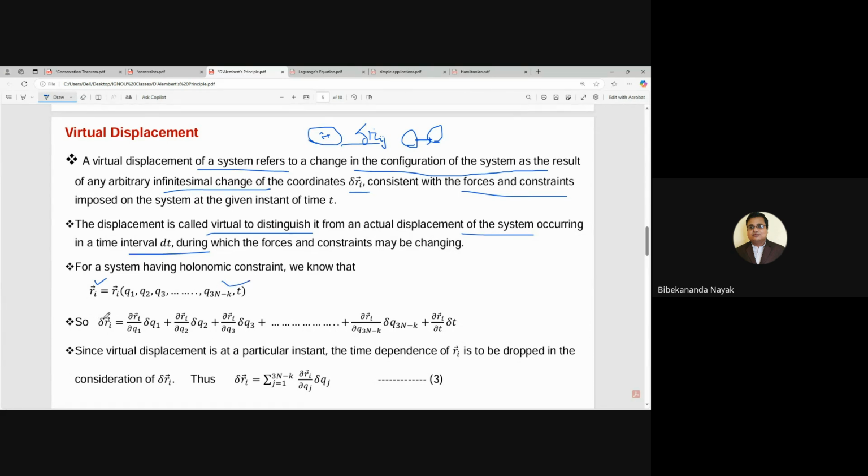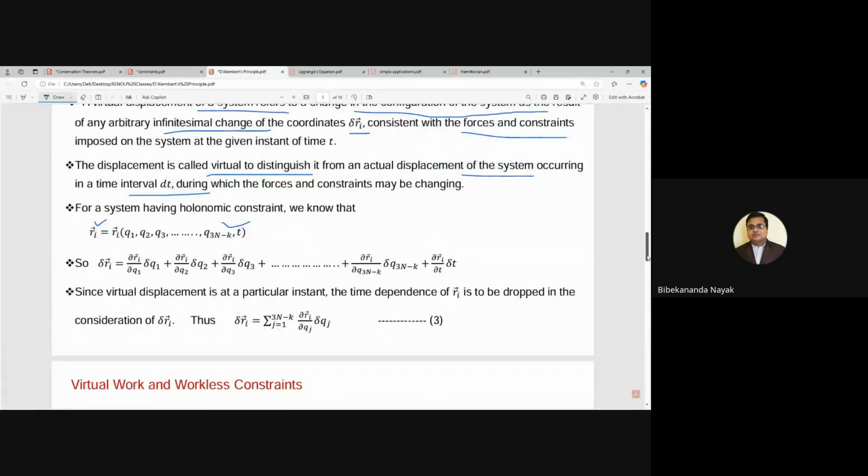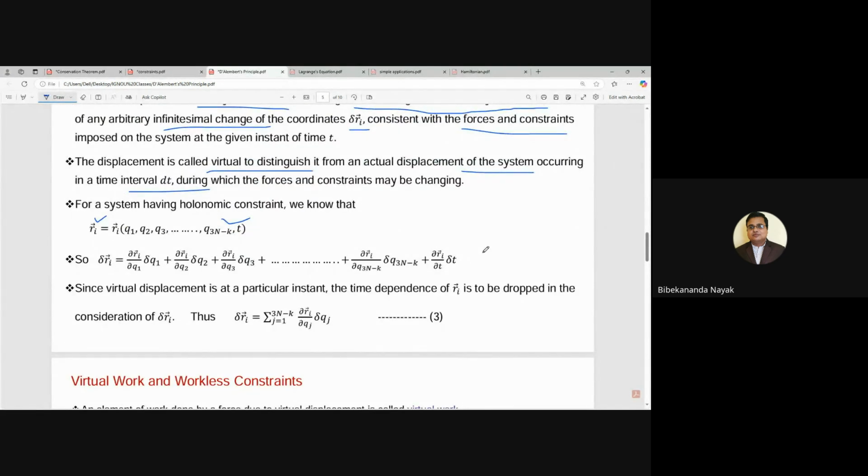So delta ri, the small variation, can be written as del ri by del q1 delta q1, plus del ri by del q2 delta q2, up to del ri by del t delta t. But here, at a particular instant of time, delta t is 0, so this term vanishes. Only this term remains, or in terms of a sum, I can write j varies from 1 to 3n minus k, del ri by del qj into delta qj.